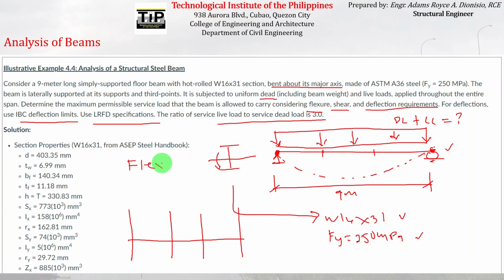We have to check the capacity of the beam with respect to flexure as well as with respect to shear, and we also need to check the value of the dead load and live load that will be imposed on the simply supported beam, and verify that its corresponding deflection is actually within the limits of the code. Okay, so we have to check the capacity with respect to flexure, shear, and deflection.